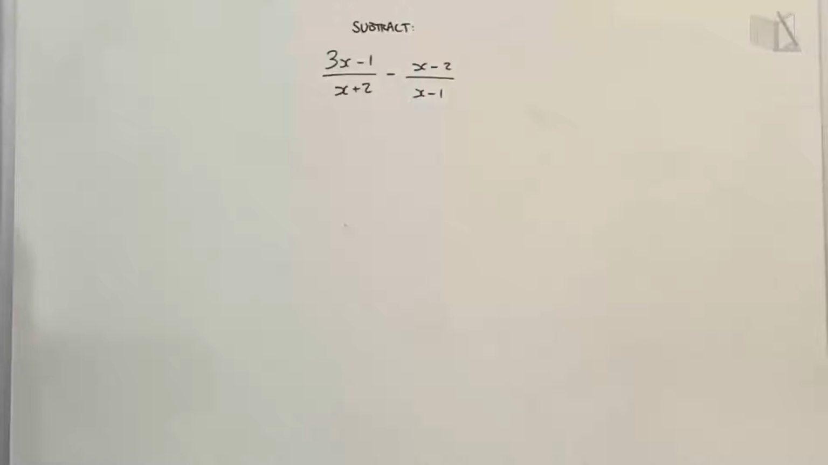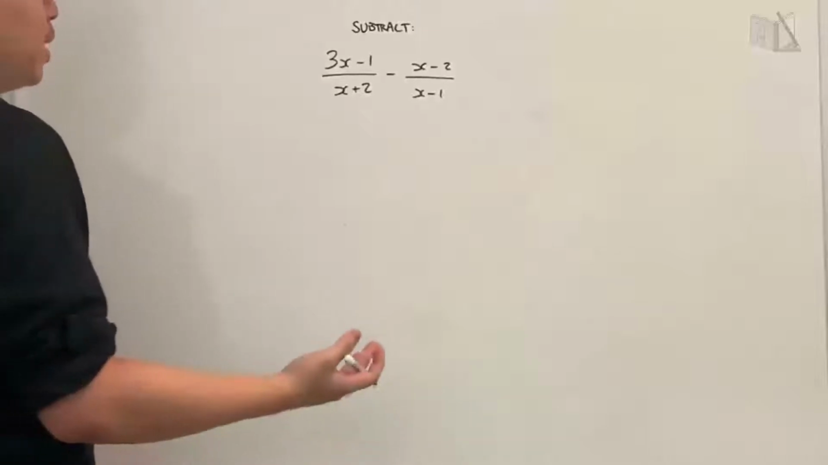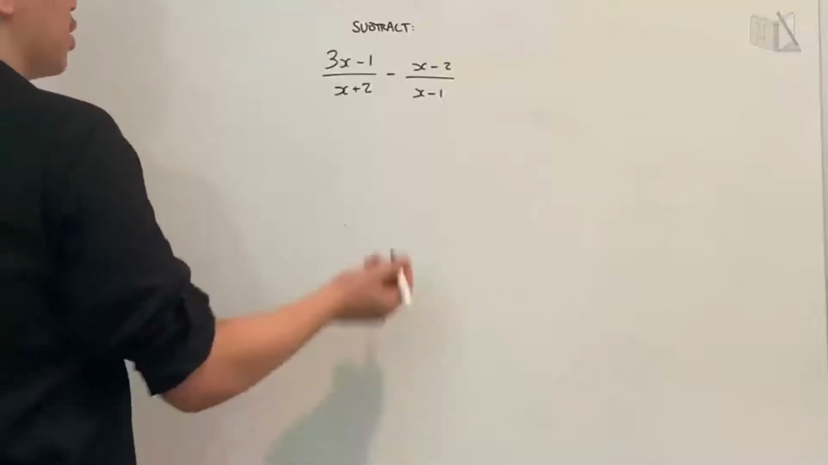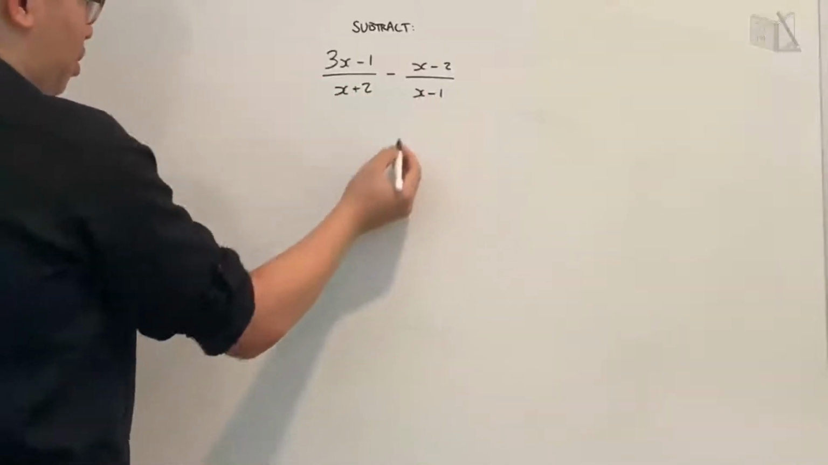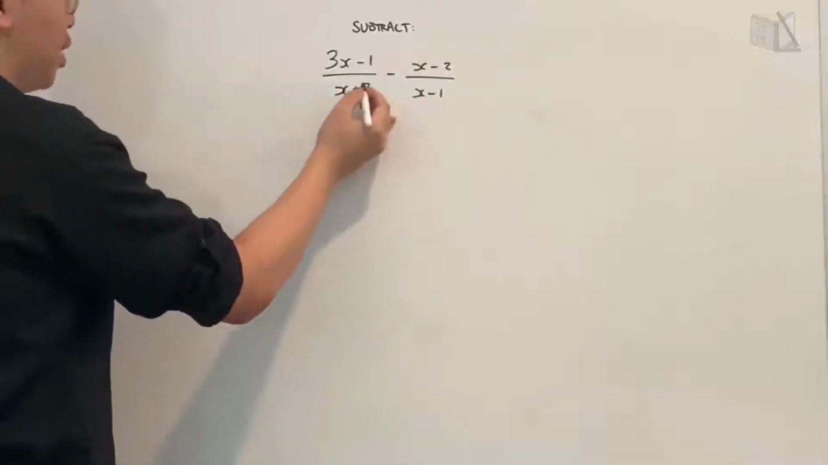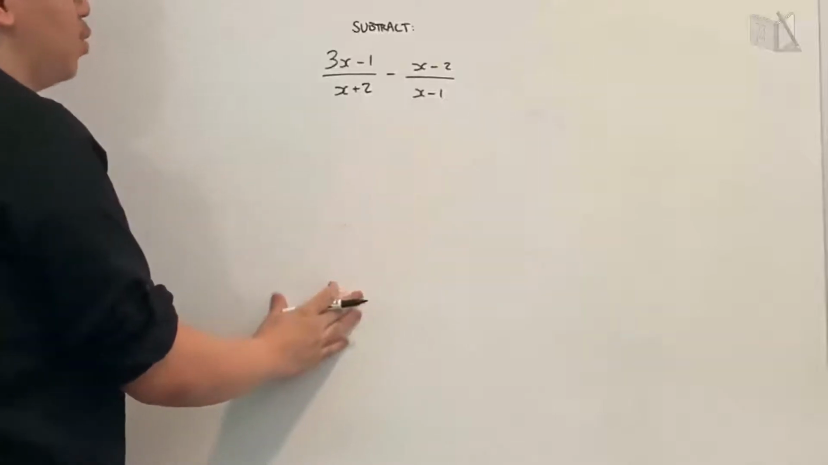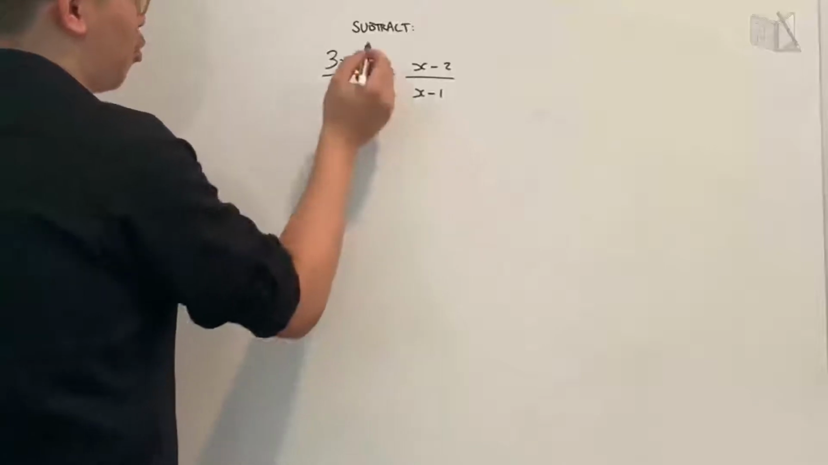We're going to perform the following subtraction: (3x − 1)/(x + 2) − (x − 2)/(x − 1). The thing to notice about subtracting two fractions is that you want the denominator to be the same, otherwise you cannot perform the subtraction. This would be the same if these denominators were numbers and if they contain unknowns such as x. So we're going to want to convert these two fractions into a different fraction of a common denominator so that we can perform the subtraction.